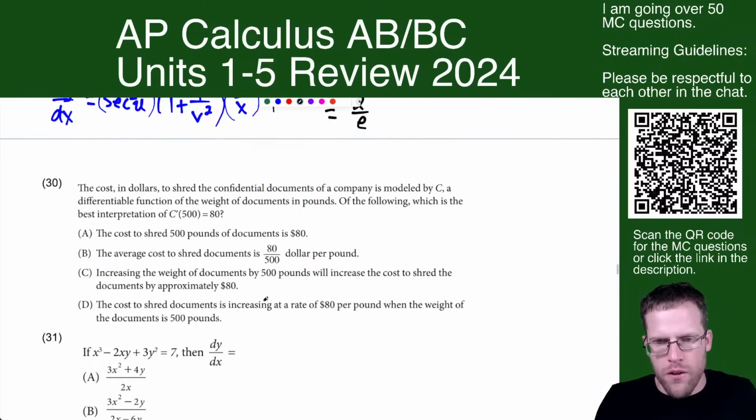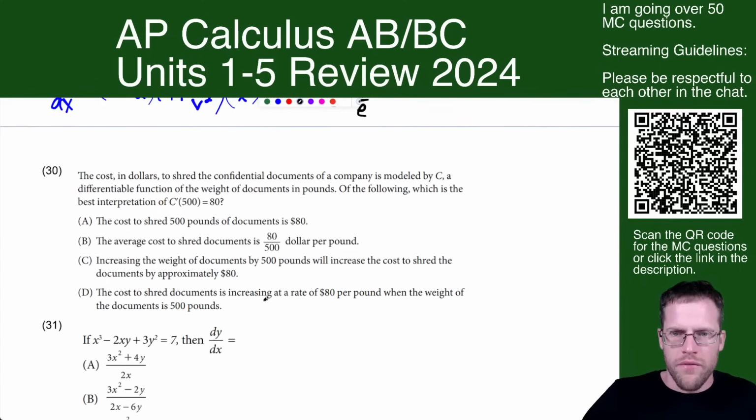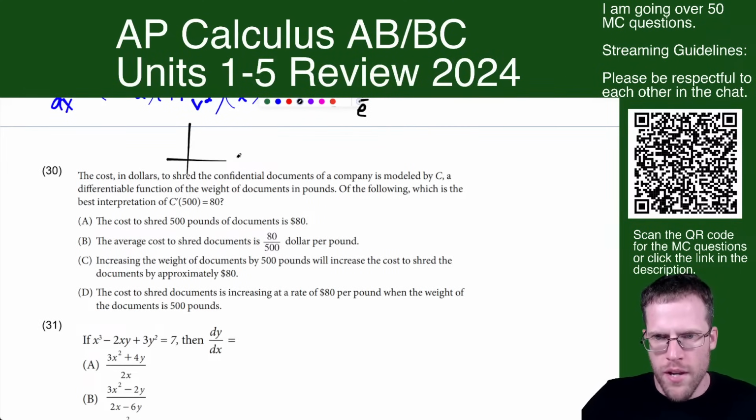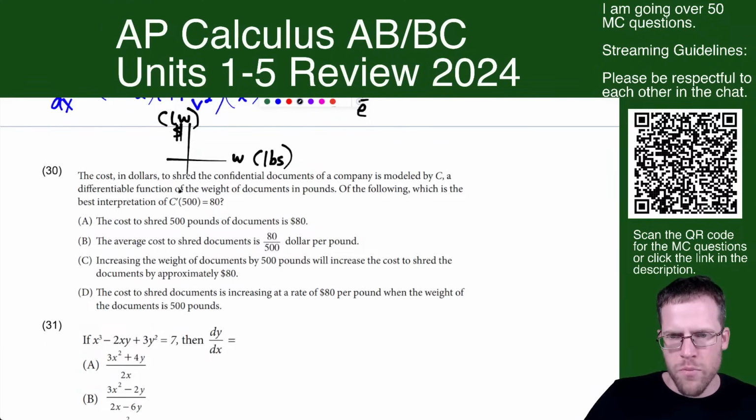All right. Question 30, the meaning of a derivative. The derivative tells you the rate of change. What I'm imagining here is the cost in dollars as a function of the weight. So I would say C of W. The y-axis is dollars, and the x-axis, weight, is in pounds. Of the following, which is the best interpretation of C prime of 500 equals 80?